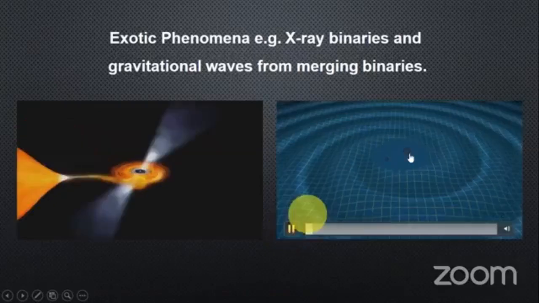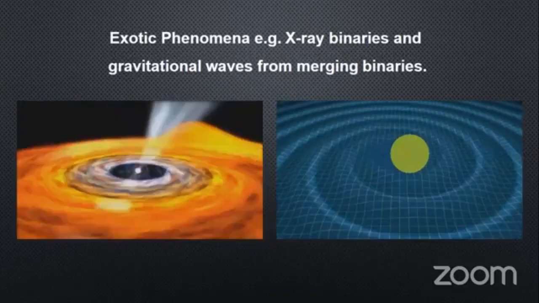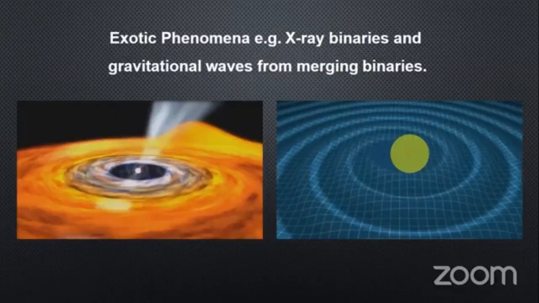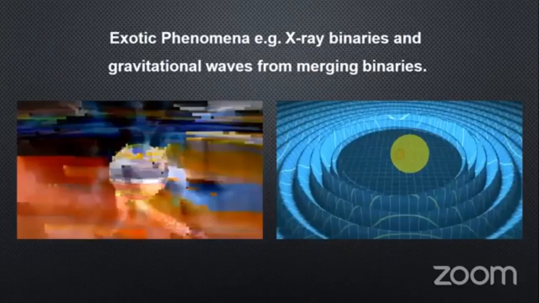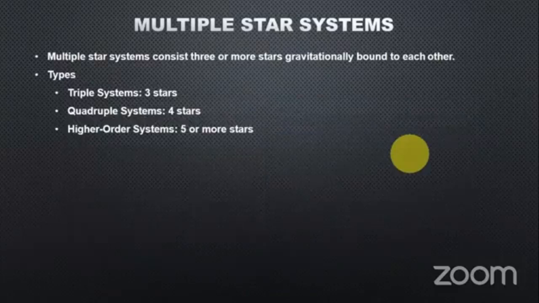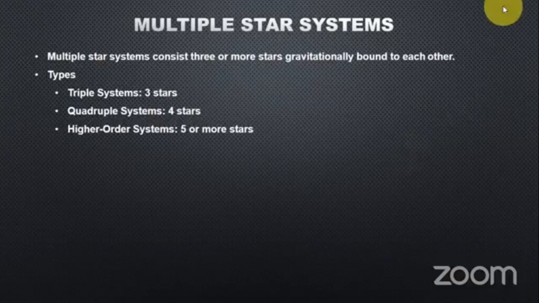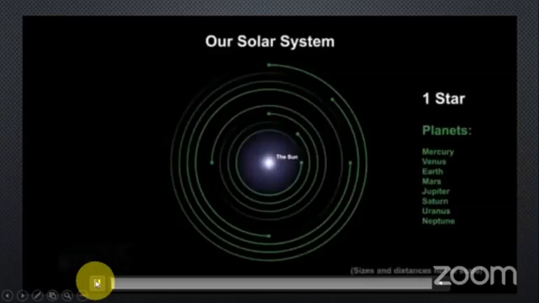Binary systems of black holes, white dwarfs or neutron stars generate gravitational waves when they merge. We have treated that in the past. Multiple star systems consist of 3 or more stars gravitationally bound to each other. So we have triple systems, quadruple systems, and higher order systems. I'm going to use a simulation to explain them.